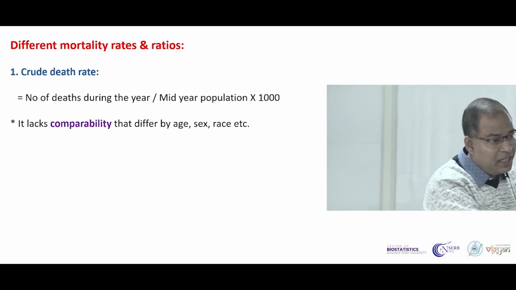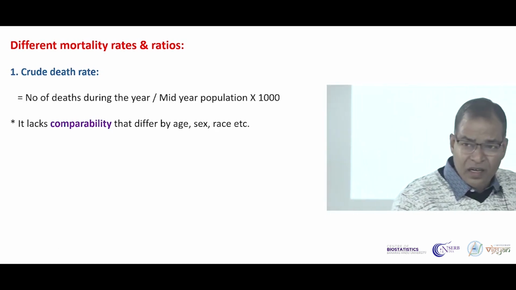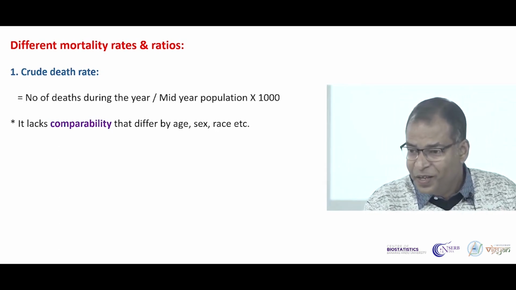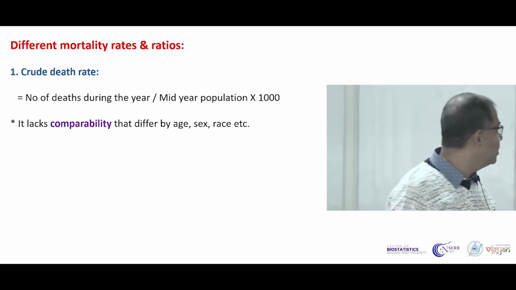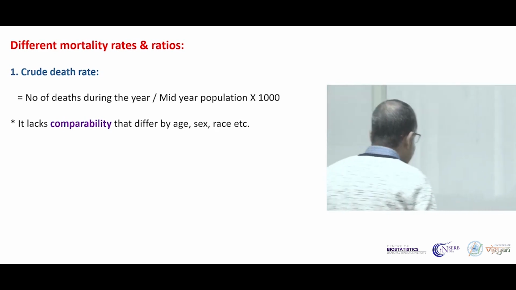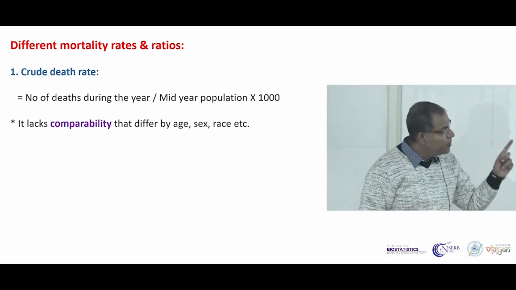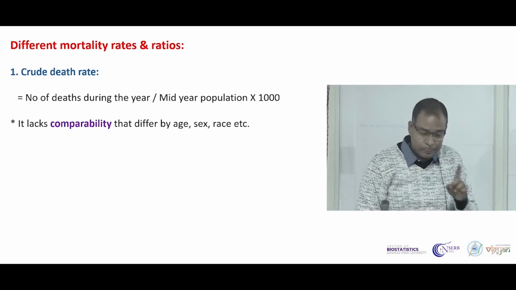So there in that village, if we calculate the crude death rate, we will see the mortality rate is more in that particular village, and most of the deaths are attributed to the deaths of children and pregnant mothers. These are the things that are not taken into account when we calculate the crude death rate. That is why it is known as the crude death rate, because it lacks comparability that differ by age, sex and race, etc. Is this clear?